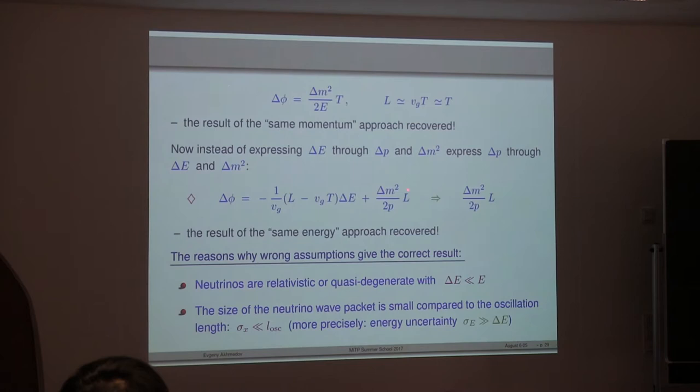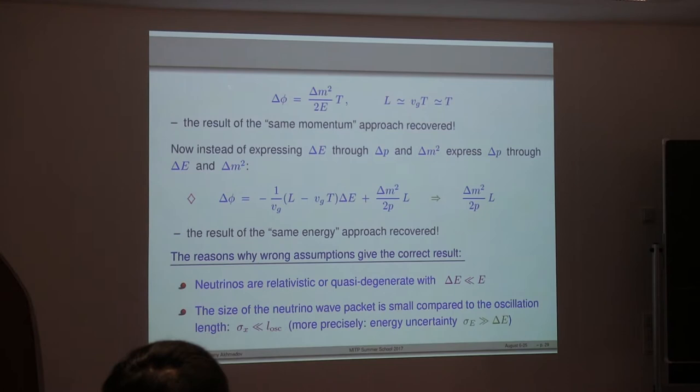Now, what are these conditions that delta X times delta E is much less than 1? The oscillation length is of the order of 1 over delta E. So the condition is actually the condition that the size of the wave packet of the neutrino is much smaller than the oscillation length, which is quite a natural condition.